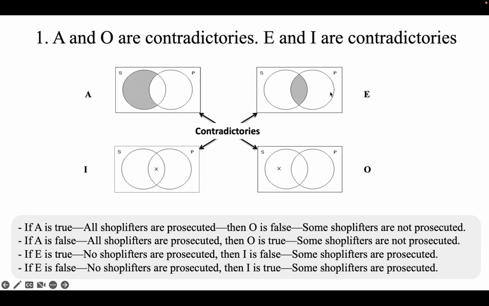Similarly, if E is true, then I is false. So if it's true that no shoplifters are prosecuted, then it must be false that some are prosecuted. So, in other words, A and O are still contradictories, and E and I are still contradictories in the modern interpretation. We saved something.